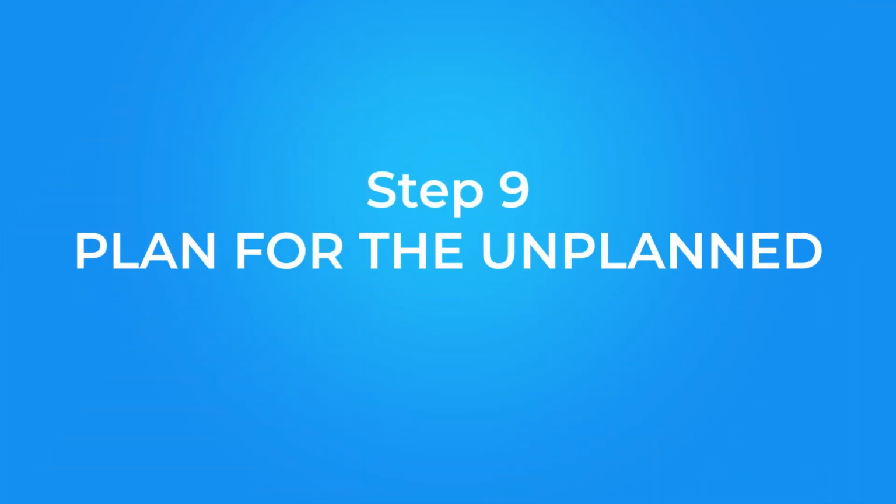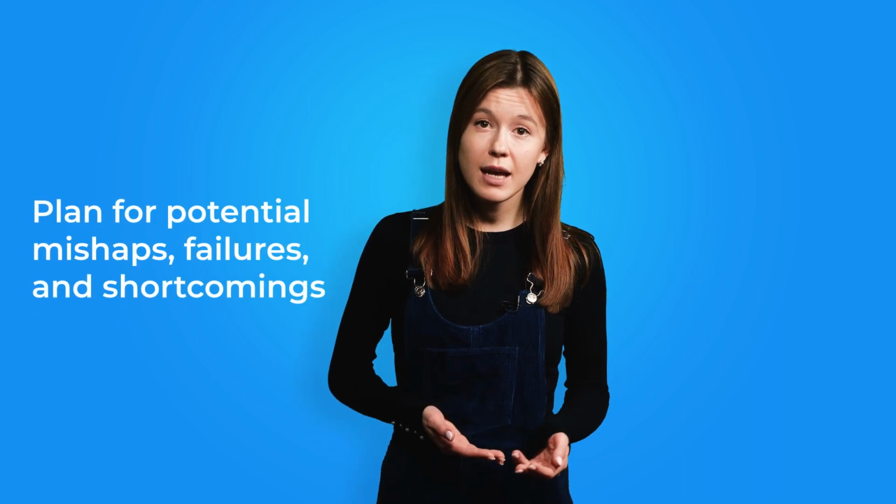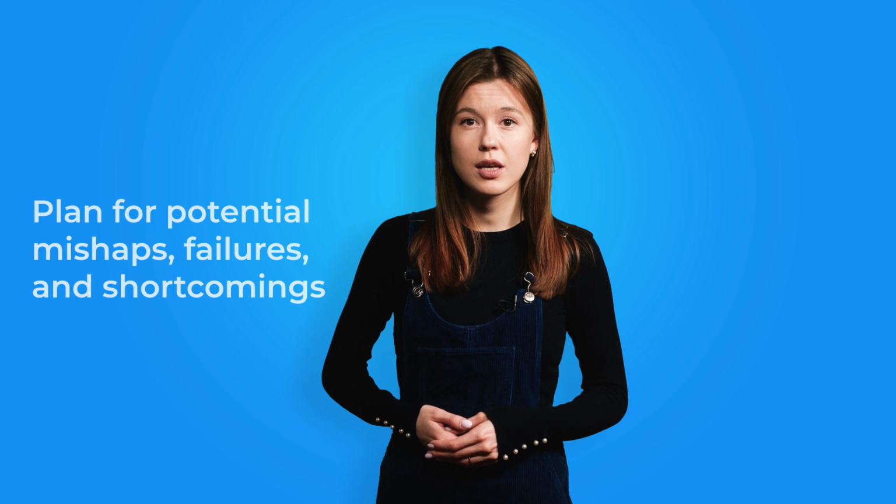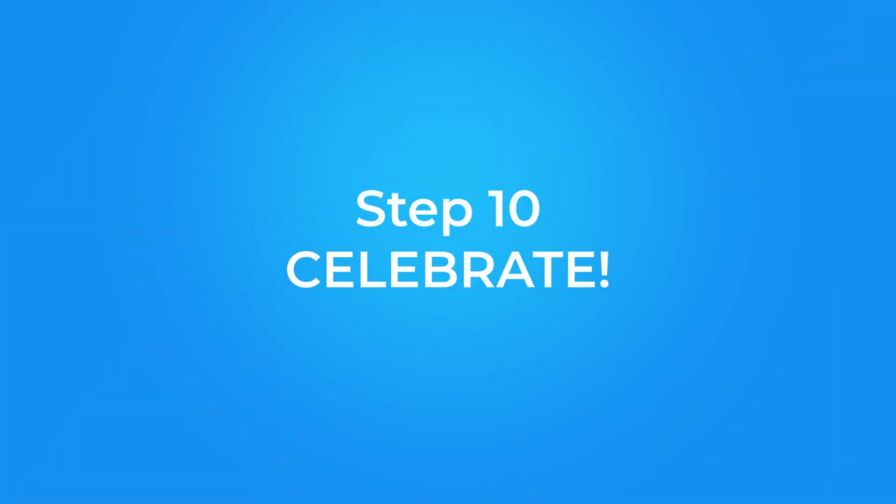Step 9. Plan for the unplanned. Keep in mind that as with everything, there are always risks in every project. Planning a project includes planning for the mishaps, the failures, and the shortcomings, whether they're related to staff or resources. Planning for failure, so to speak, takes the brunt out of falling short of expectations. This allows you and the rest of your team to readjust your timeline, tasks, and even your scope and budget if needed, without interrupting the main flow of the work being done.